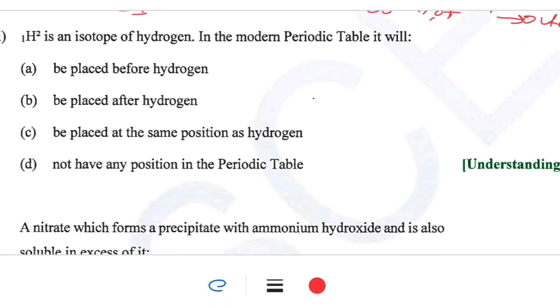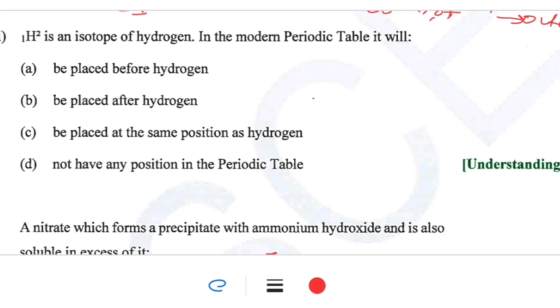Next question. H1, H2 is the isotope of hydrogen. In the modern periodic table, it will be option A, placed before hydrogen; option B, after hydrogen; option C, placed at the same position as hydrogen; and option D, not have any position in the periodic table.